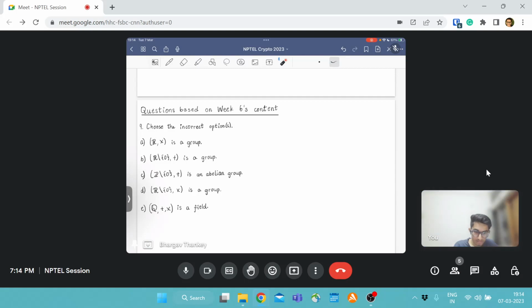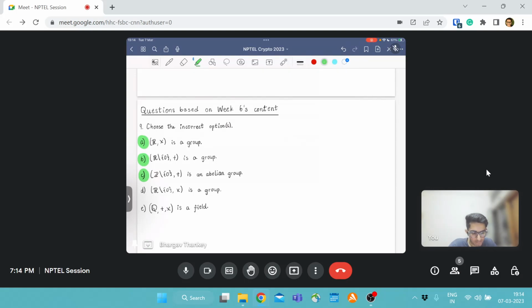So A is definitely incorrect, since the zero element does not have an inverse here. Then you said B is also incorrect, right? Yeah, since the identity zero is not there. What about C? C, there is no identity, zero, same reason. It's also incorrect. What about D and E? Yeah, D and E are correct. Both of those are groups.